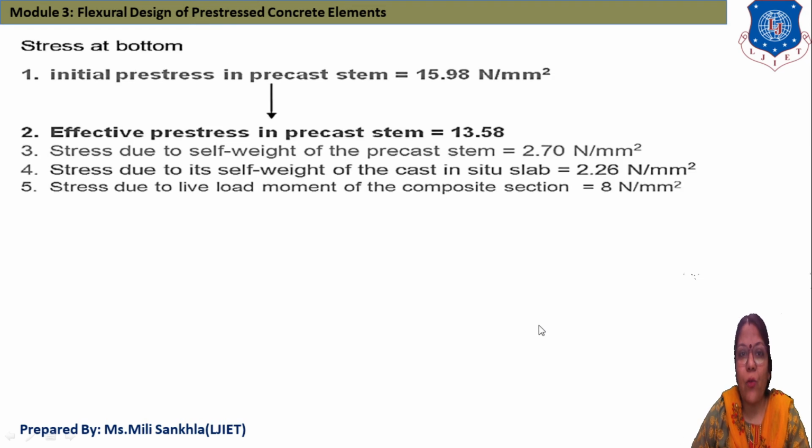Now we find out stresses at bottom. Initial pre-stress, first case, bottom stresses, that is 15.98, then effective pre-stress in precast is 13.58. These stresses we found earlier, I simply mention them here. Stress due to self weight of precast is 2.7 at bottom, then self weight of cast in situ is 2.26, and stress due to live load moment in composite section is 8.